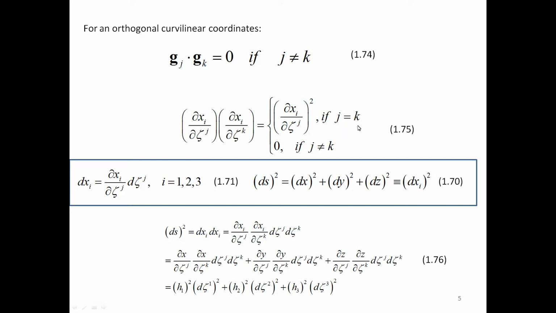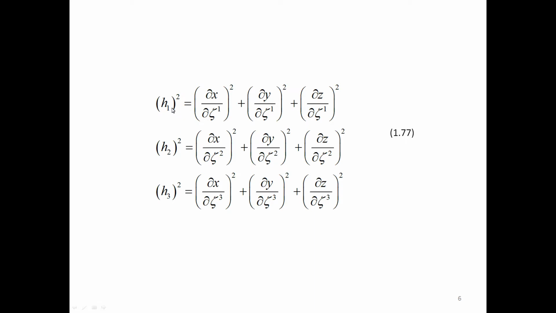If equation 1.71 is substituted into equation 1.70, the following result is obtained, where h1, h2 and h3 are defined by these formulas using the derivatives of x, y, and z.